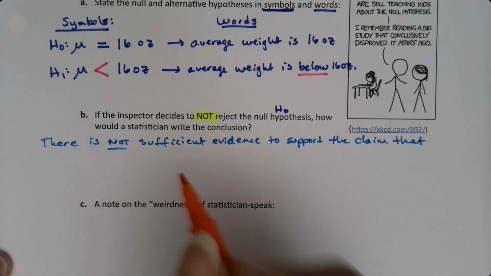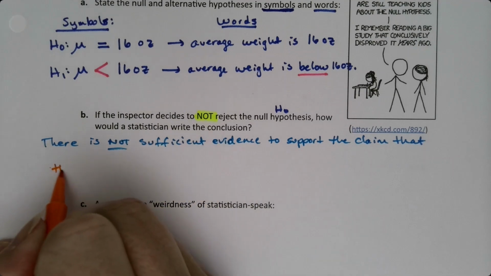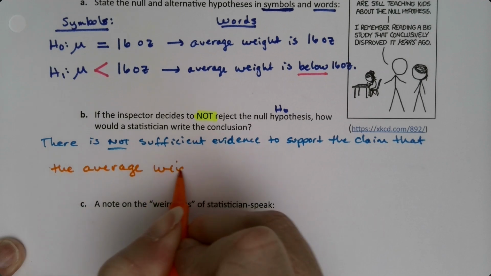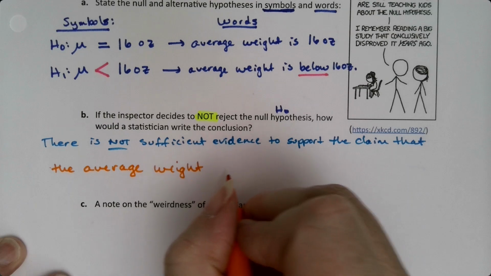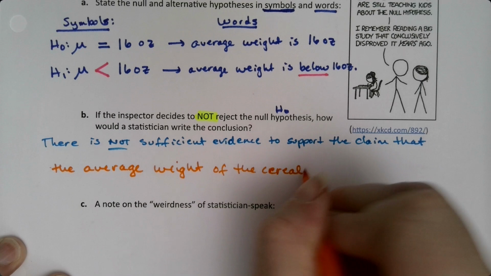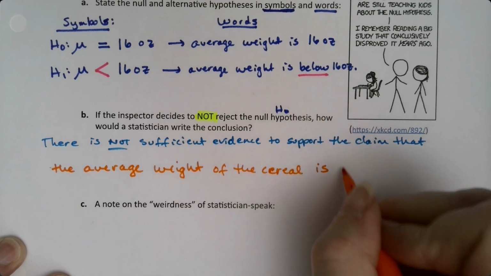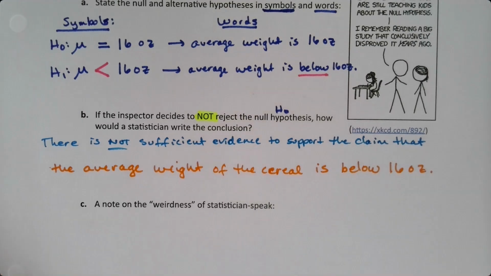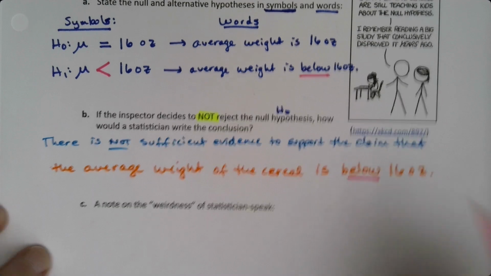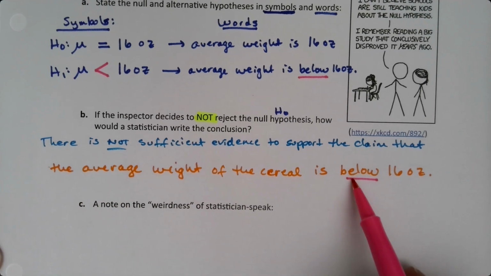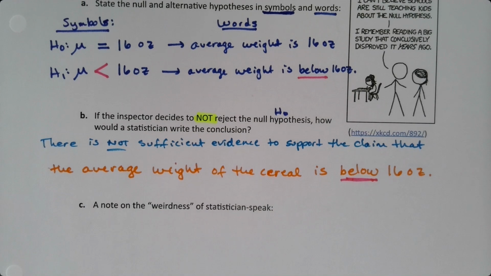Now, what was the claim? The claim was that the average weight, I guess I could say of the cereal, just to give it a little more context, is below or lower than 16 ounces, or less than, lower than, something like that. Always write the script part first, and then the alternative hypothesis with its direction word there, which in our case is below.